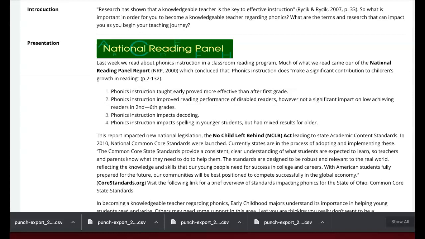Both phonological awareness and phonemic awareness focus on the sounds that we hear and not the letters that we see. I'm going to say that again. Both phonological awareness and phonemic awareness focus on the sounds that we hear and not the letters that we see. Remember, phonological and phonemic awareness activities can be done in the dark. It's all about what we hear.